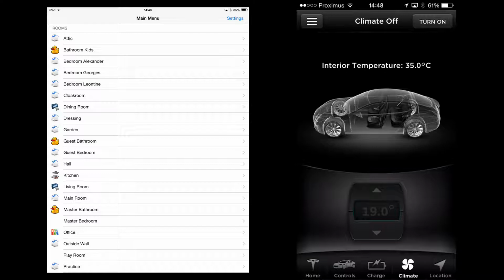Hi everyone, it's a bloody hot Sunday today and I just wanted to give you a quick demo of some new stuff we have integrated into openHAB 2.